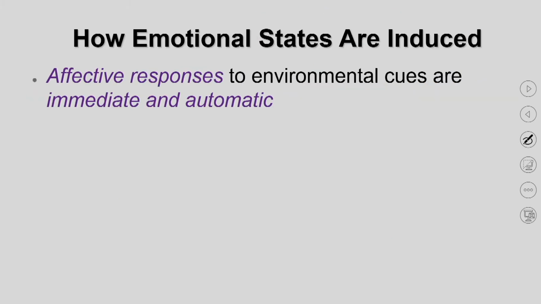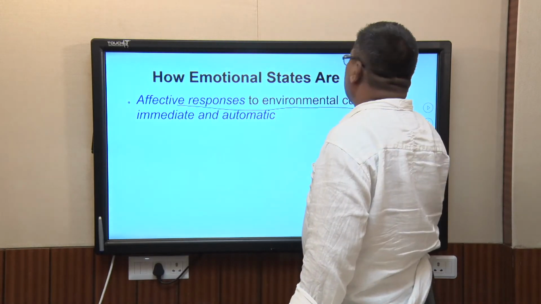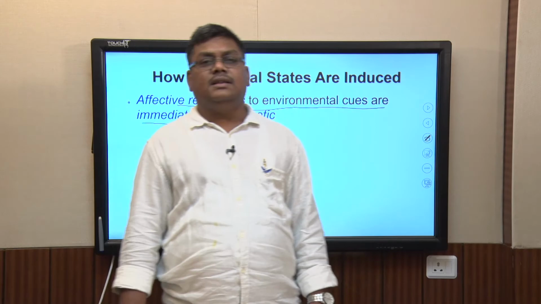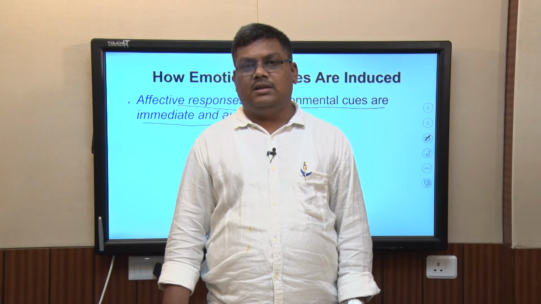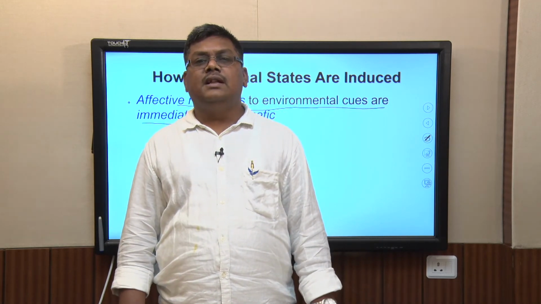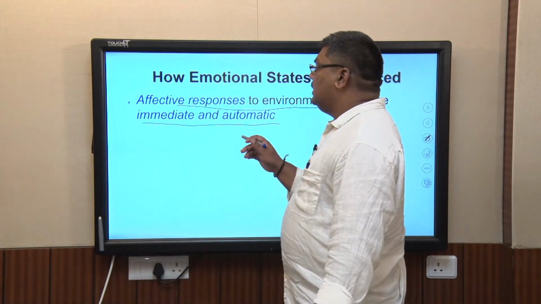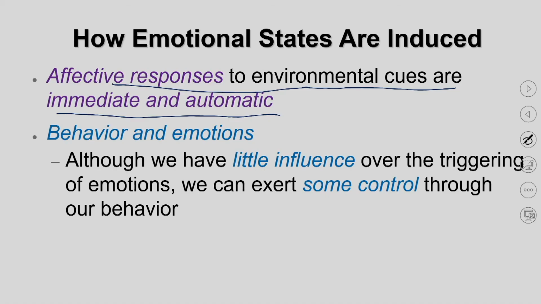How are emotions induced? How are emotions set in people? How does the induction of emotion happen? Effective responses to environmental cues are immediate and automatic. Generally, most emotions are set in automatically. There is no control switch. When you feel an emotion, it is an automatic process. You see something and you feel emotional. There is no thought to it. So, most emotions set in automatically in the environment. For example, take the example of color.